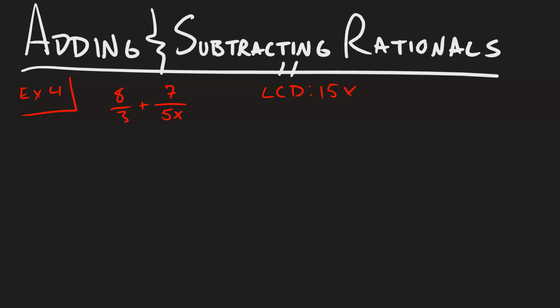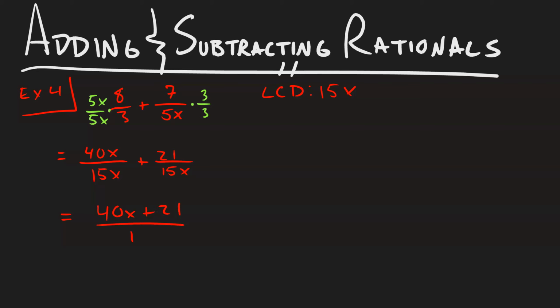And this is because I can actually take the first fraction, multiply it by 5x over 5x, another ugly one. My second fraction can be multiplied by 3 over 3, a slightly less ugly one. So now let's go ahead and see what those fractions will look like once they're multiplied. So we get 40x over 15x plus 21 over 15x. Since we have a common denominator of 15x, we can go ahead and add the numerators. We end up with 40x plus 21 over 15x. Since there's no way to simplify this further, this is our solution.